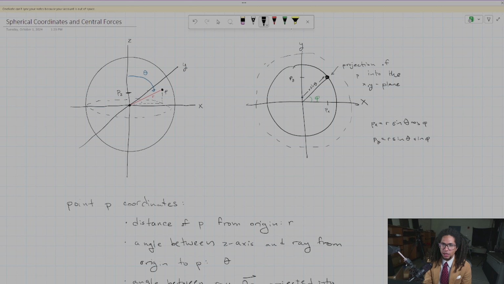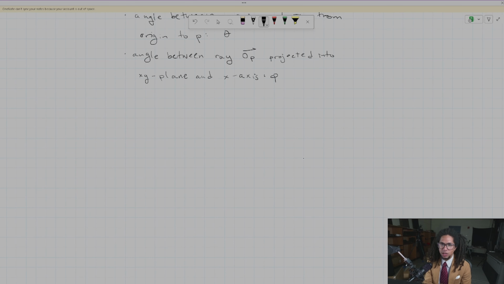Now, Pz is the one that encodes the adjacent side to angle theta. So from here, we see Pz is equal to r cos theta. So there we go. Let me actually drop this P notation and say that we have the following map from r theta phi to xyz. X is r sine theta cosine of phi. Y is r sine theta sine of phi. And z is r cos theta.